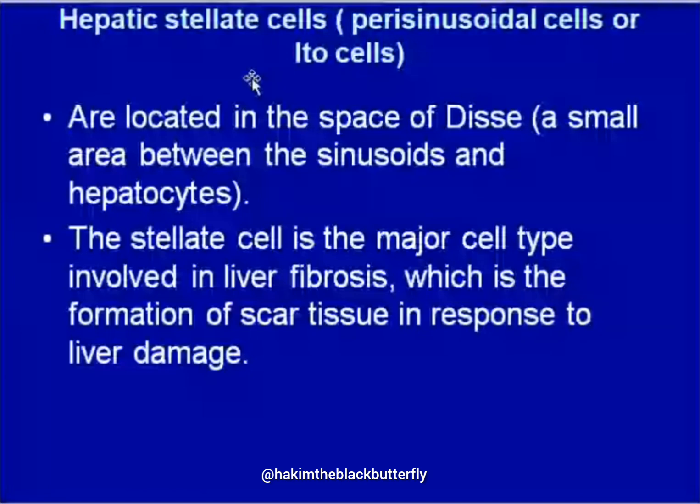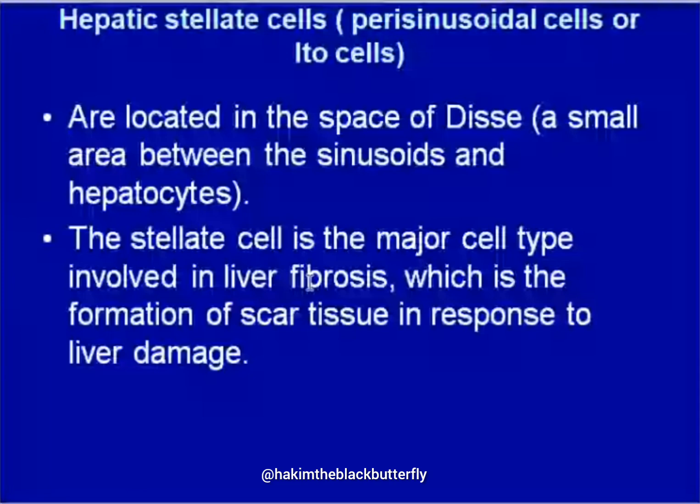What is the function of these stellate cells, which are located in the perisinusoidal space? They are involved in liver fibrosis. What is liver fibrosis? Liver fibrosis is a process by which damaged liver cells are converted into scar tissue. When your body is damaged, scar tissue is formed. So when your liver cells are damaged, they are converted into scar tissue.